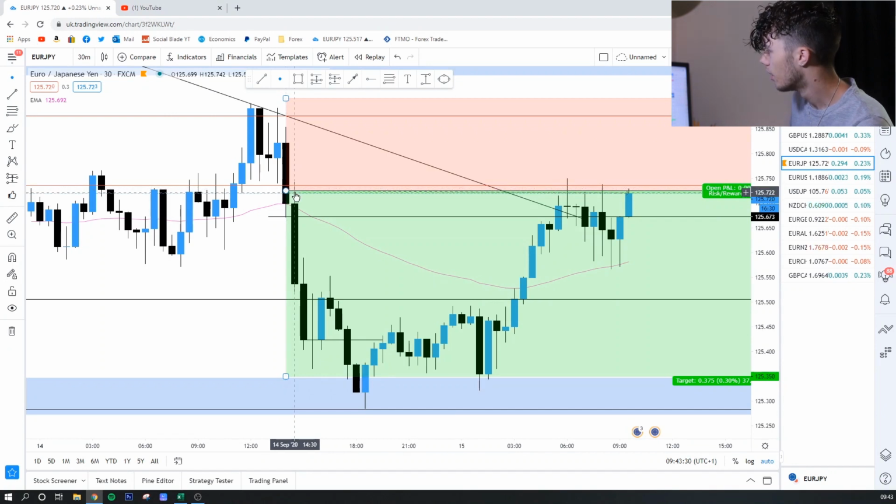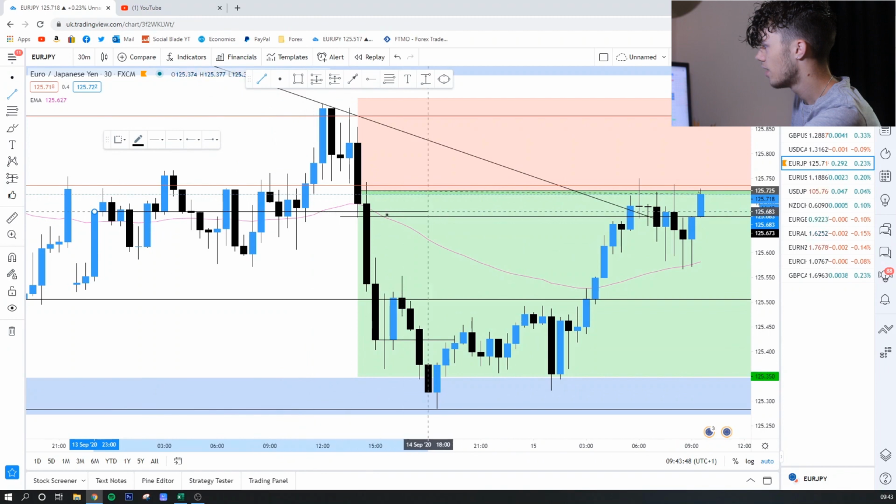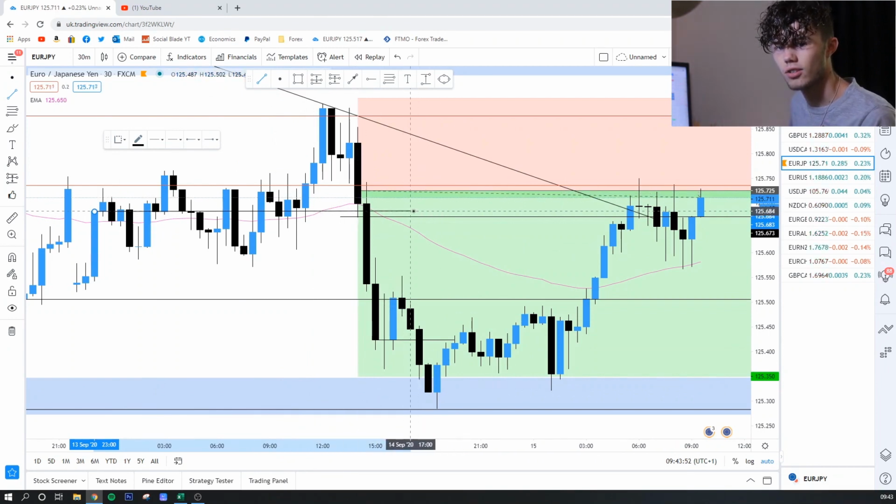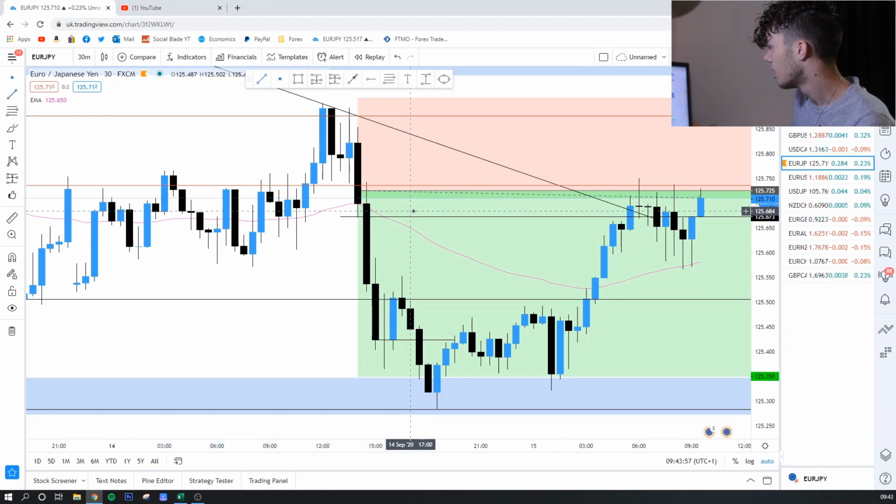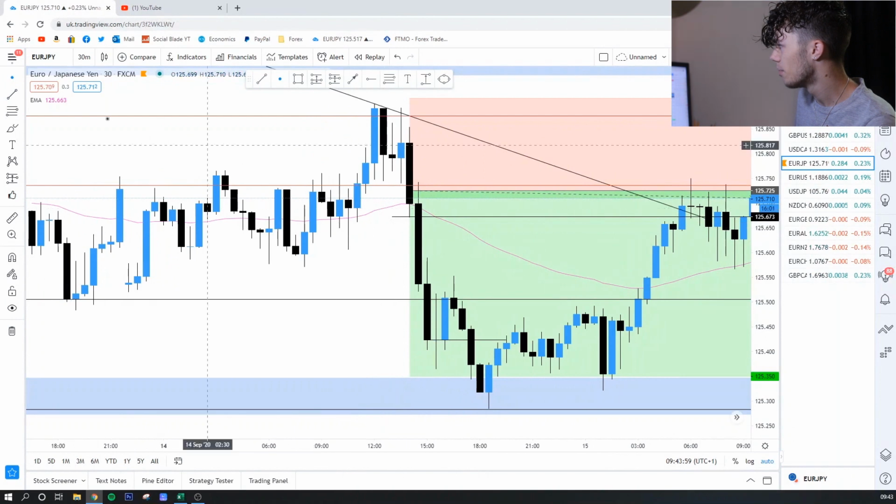125.725. I entered a position there and a position there. This area here has been tested quite a few times, and once the candle broke below that, I knew there was going to be a bearish move, so I entered another position. But as you see, price just kept plummeting down.